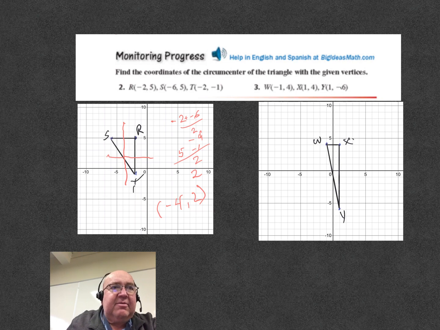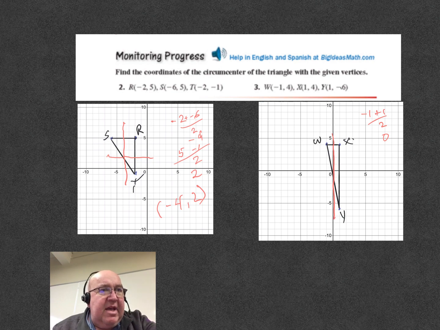Looking at this problem here, we have W and X, which is a horizontal line, and we go -1 plus 1 divided by 2 is equal to 0. So we know we have 0 for one of our points, and then we're going to go from X and Y. We have 4 plus -6, which is -2, divided by 2 equals -1. So our y value is -1. Our point then is 0, -1 for our circumcenter.